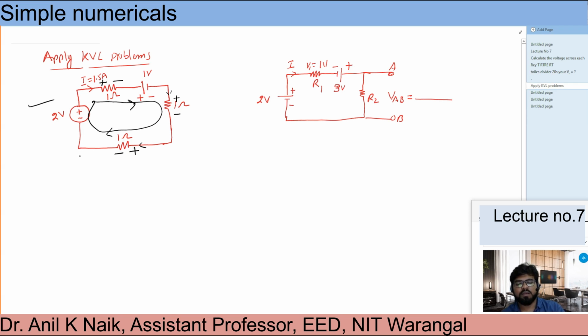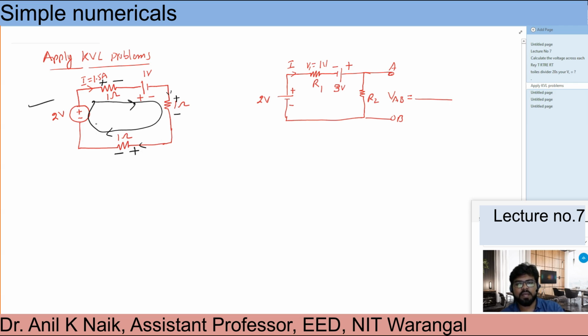So remember, if the polarity is already assigned to an element, there is no need to assign it again. If not, then you need to assign the polarity according to your current direction. Whatever polarity you assume, it should be uniform for all the elements. For this element, current going in through plus and out through minus; for this element also, through plus and minus. This is the convention I am considering here.